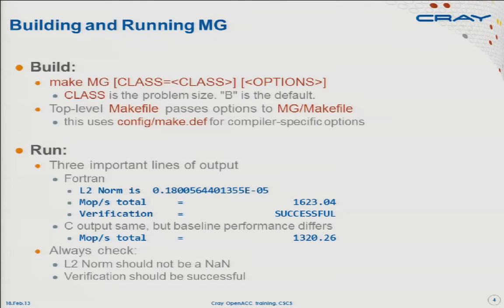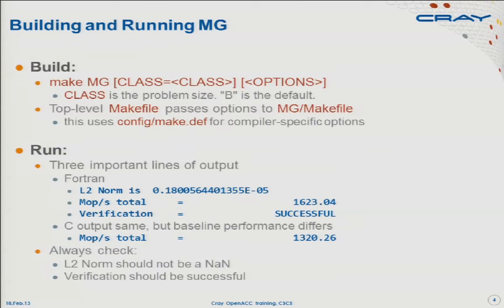When you build the code, you make it, and then you run the code. You choose the problem size here. The default is B, and that's what you use for the practical. But if you want to change it, there are some things you can change there. And there are a bunch of other options that we'll talk about as and when.